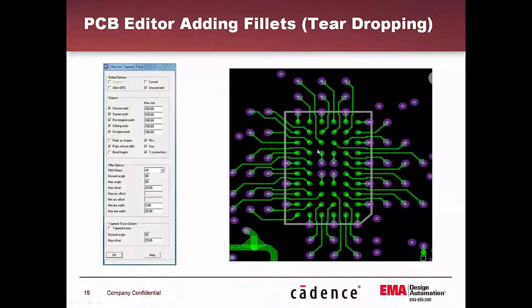So by adding teardrops, the teardropping actually puts a dynamic copper shape over that entry point where the trace comes into the pad, and it adds more copper. And because I'm adding more copper, with this teardropping feature, I can really improve the reliability, preventing the fracturing of that trace coming into that pad.